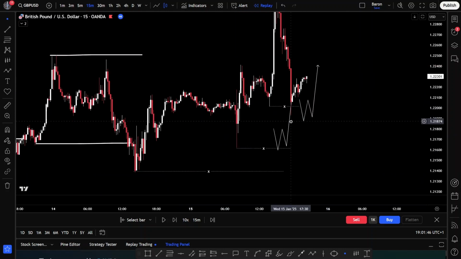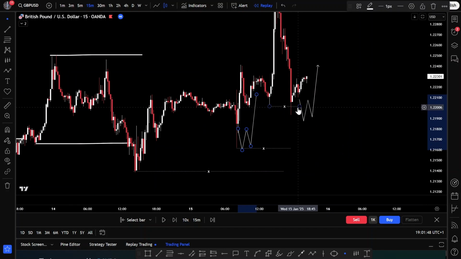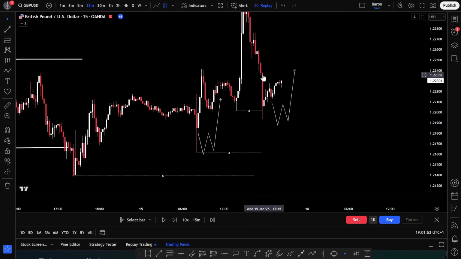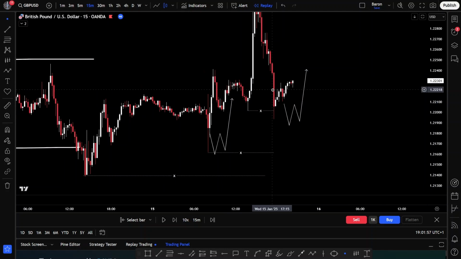So you can actually see here that the market has pushed down to swipe this liquidity, but it didn't create any single candle order block here. And you can see that this is a massive bearish candle here, so there is no confirmation here. So we have to wait for the market to create a single candle order block before we can plan for a buy here.